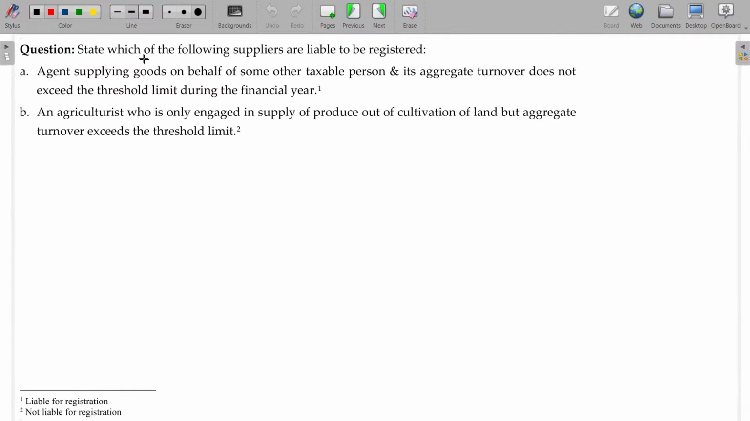Now, state which of the following suppliers are liable to be registered. Agent, supplying goods on behalf of other taxable persons. His aggregate turnover does not exceed the threshold limit. So, his principal being a taxable person, whether the threshold is crossed or not, we never bother about the threshold limit. He has to register compulsorily.